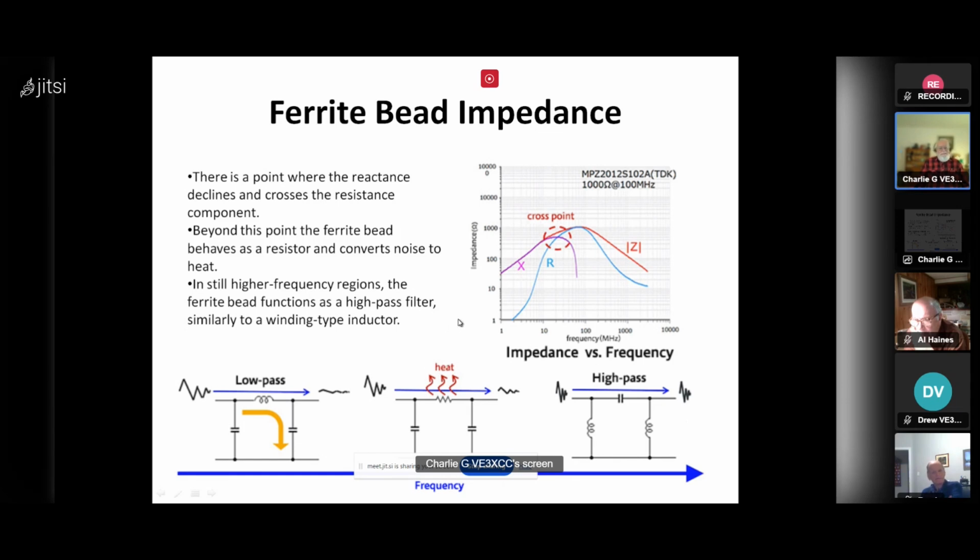So, beads have their place. They're very good at getting rid of noise, good at things like switching noise, things that are very high frequencies. But for lower frequency stuff, they get kind of wimpy at the low frequency end, they're kind of wimpy at the high frequency end. You really need to understand the frequency of interest that you're trying to get rid of with a lossy substance if you are planning on using ferrite beads.